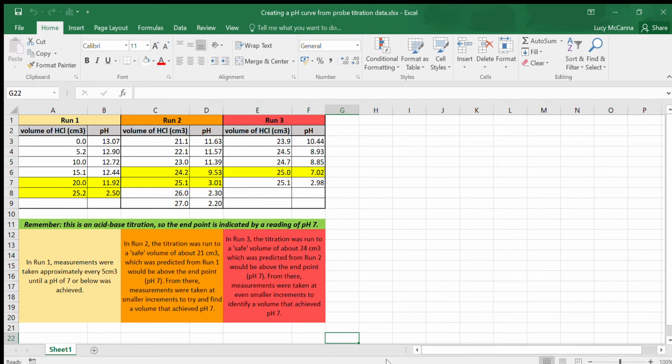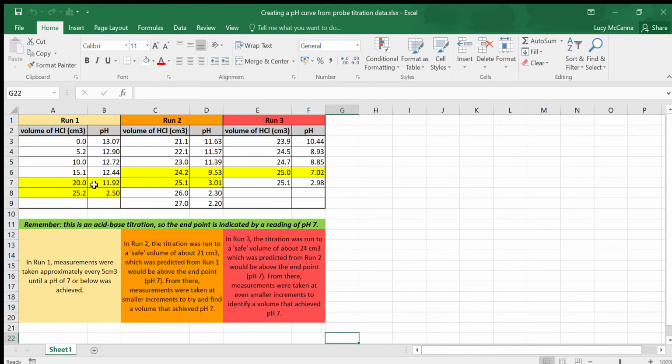The information on this page I've included as a recap. I'm not going to read through it all, but this one is our rough run, where you can see that the volume of hydrochloric acid that I dropped into the titration is roughly 5 ml apart, 5 centimetre cubed apart, and pH was recorded at each of those volumes. In yellow here we've got the two volumes where somewhere in between pH 7 was hit, but we whizzed past it because this wasn't accurate.